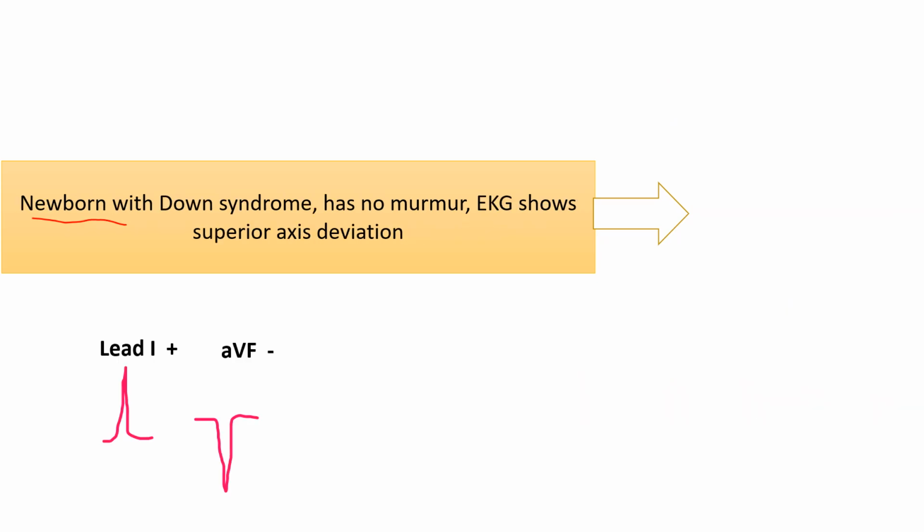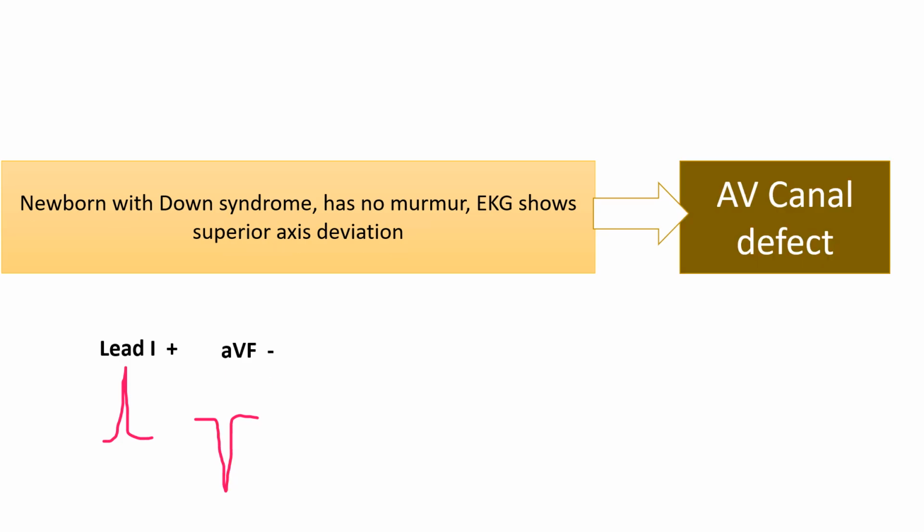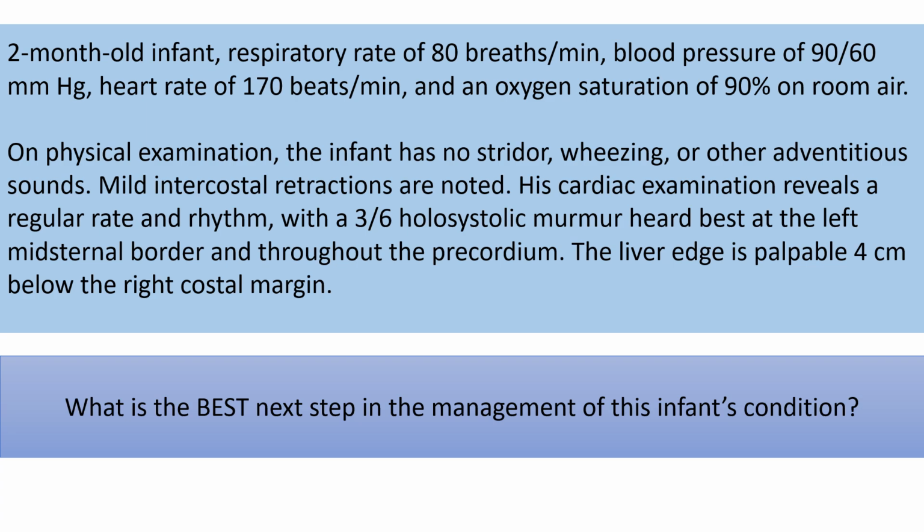A newborn with Down syndrome has no murmur. EKG shows superior axis deviation or deep S wave or negative aVF. What is the most likely cause? AV canal defect.